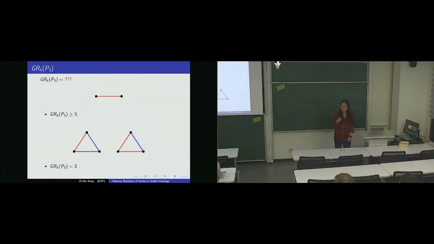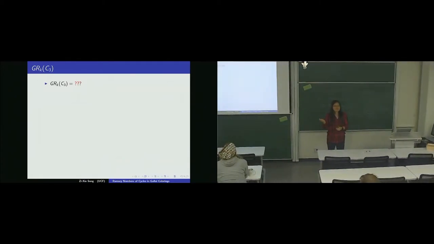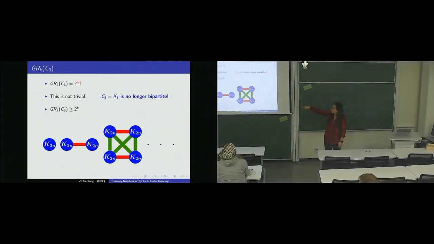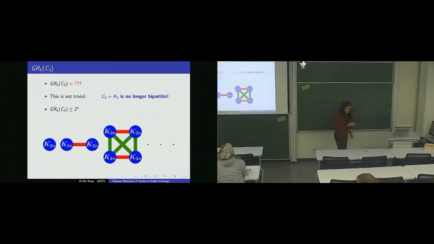You tell me Gallai-Ramsey numbers of graphs are super easy, right? Let's try another one. That was P3. How about C3? What do you think? How big would this one be? You know this is no longer bipartite, so you are expecting exponential in k, right? Would 2 to the k be enough? Or 3 to the k be enough? Now you knew the construction I had for all the cycles, right? If you let little n be 1, you get a construction of 2 to the k. You know the lower bound has to be at least 2 to the k, and 2 to the k is way not enough.